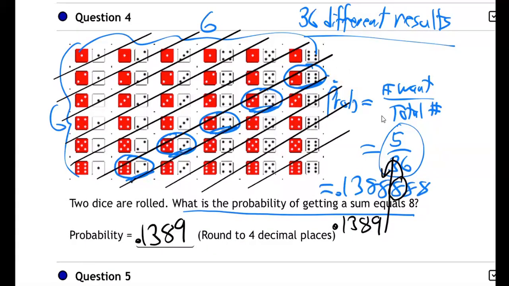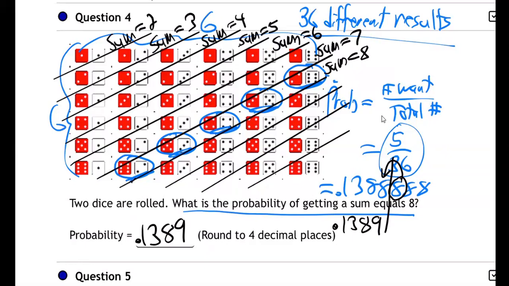So in other words, we've already said this one is a sum of 8. But this one right here, all these are sum of 7, sum of 6, sum of 5, sum of 4, sum of 3, sum of 2. Do you see that? And then going the other way, sum of 9, sum of 10, sum of 11, and sum of 12. Do you all see what I'm talking about there?